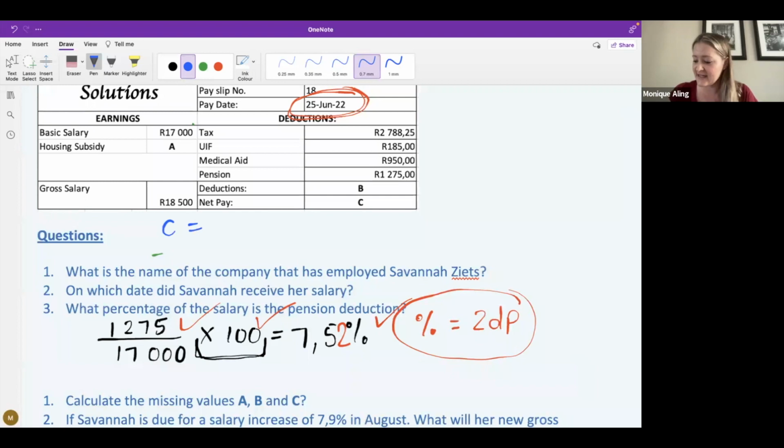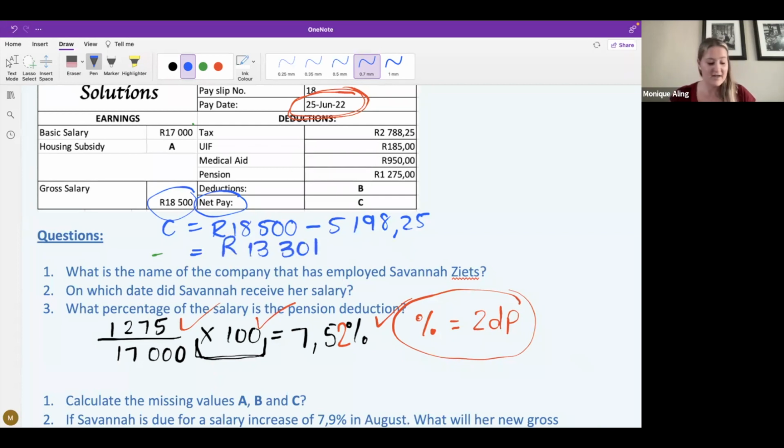Okay, then C is our net pay or net salary. We went through that earlier. Remember, net pay is your gross salary minus your deductions, or it's your salary after all the deductions come off. So our gross salary is 18,500 minus the deductions, which we just worked out, which is 5,198.25. And that gives you an answer of 13,301.75.